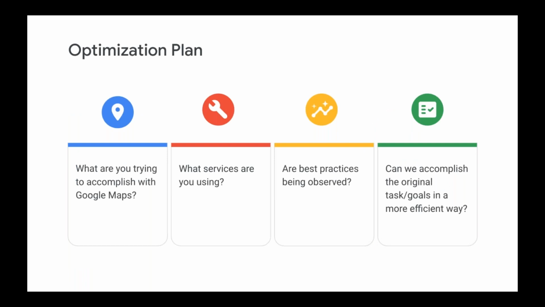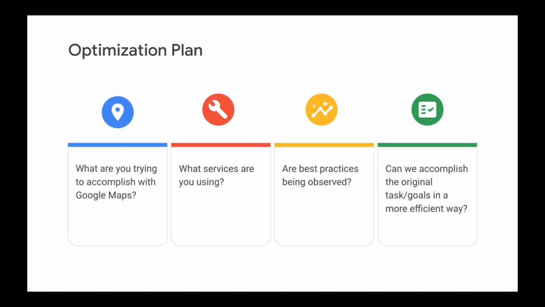Jelly, I'll pass it over to you to start off with the real part of the presentation here. All right, great. So you guys are using Google Maps or thinking about using Google Maps. A lot of our optimization plan hinges on these four big questions here, these four main ideas that we ask along the way to figure out where we can optimize.